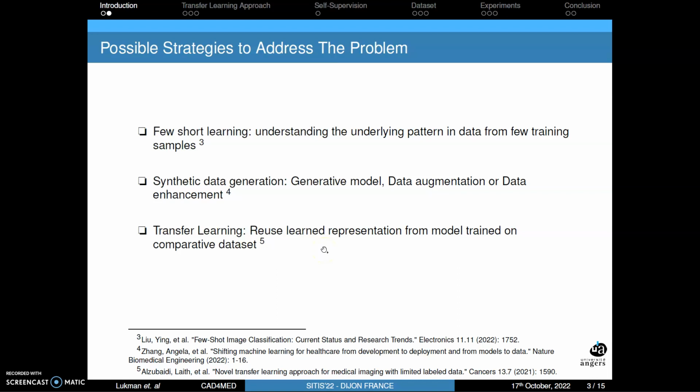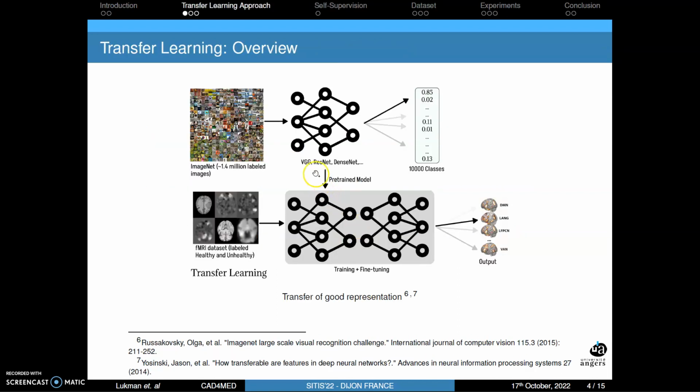Interestingly, looking at the overview of transfer learning, as illustrated in this case, we could acquire, say for example, the ResNet or VGG model, which are already pre-trained models from a lot of data sets, which in this case are already labeled, and this model performs excellently with the initial tasks. So this involves retraining and fine-tuning with, of course, our medical fMRI data set, and we expect to be able to recognize a functional brain network because the idea behind this is to be able to transfer good representation.